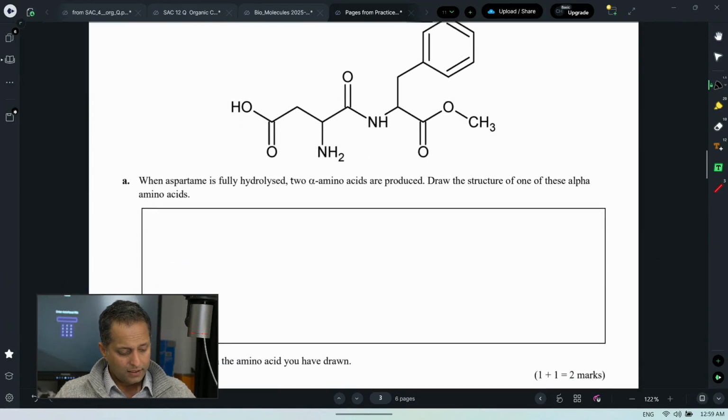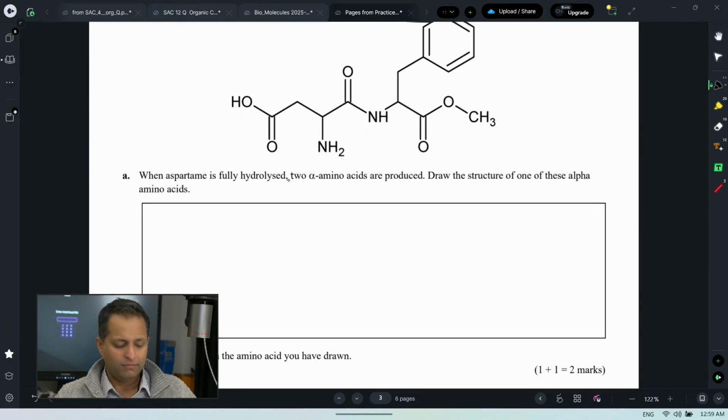All right, now the common questions are asking you to identify certain functional groups, to hydrolyze this molecule, and to determine the names of the molecules that you are going to be forming after hydrolyzing it. Okay, so let's look at this. When aspartame is fully hydrolyzed, alpha amino acids are produced. Draw the structure of one of these alpha amino acids.